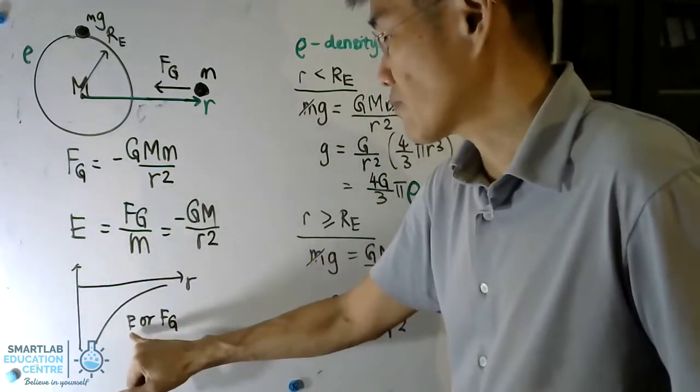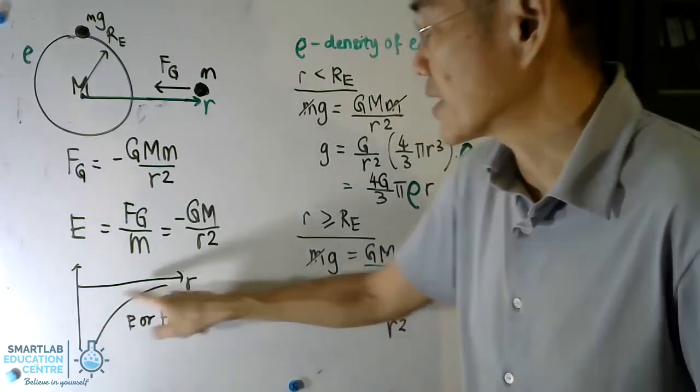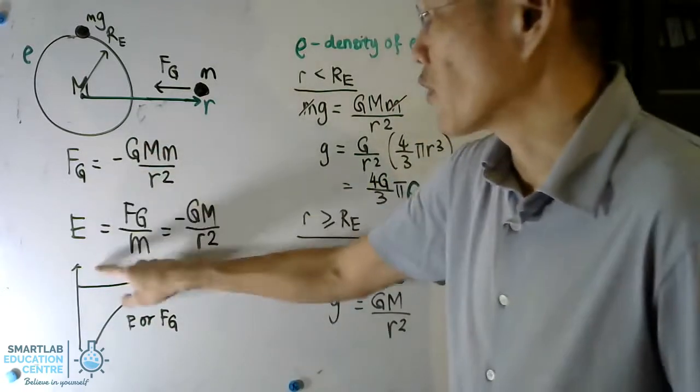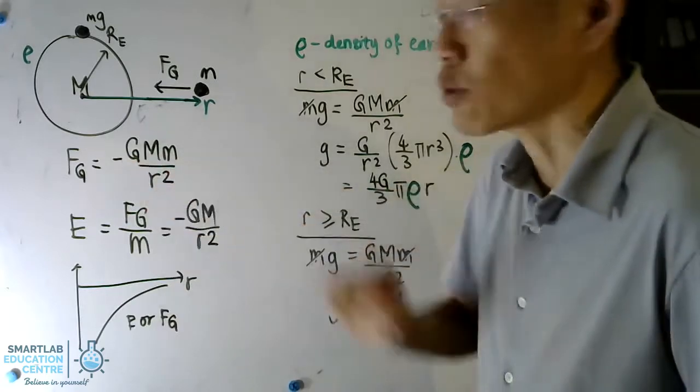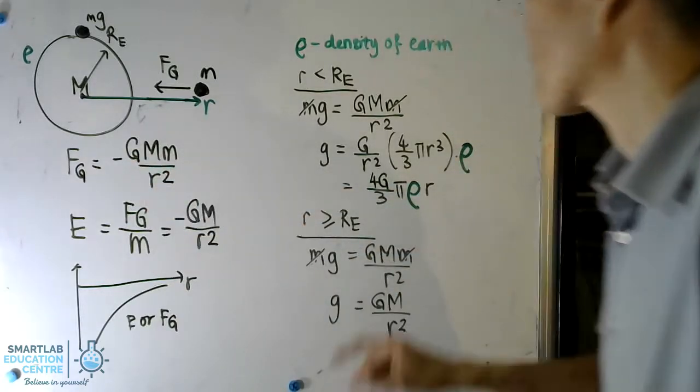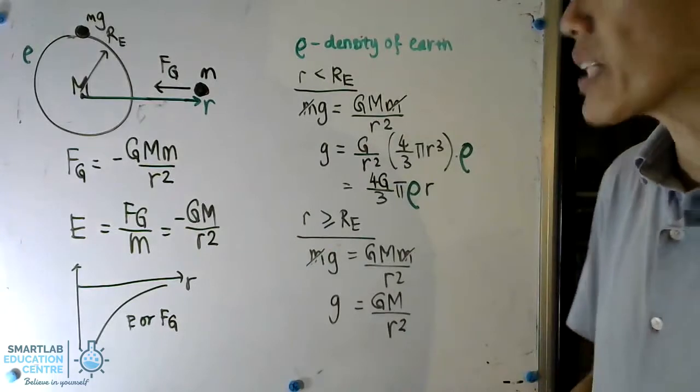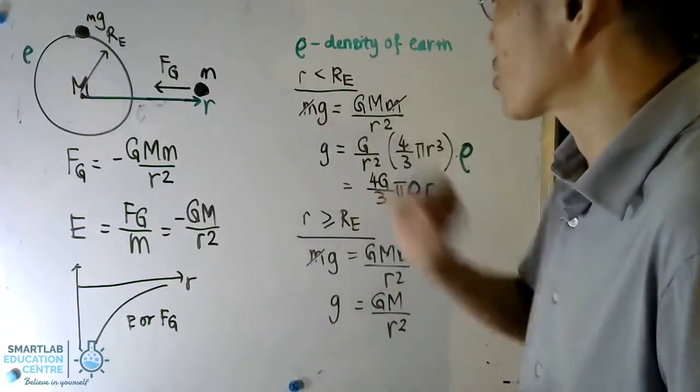So if you were to sketch a graph of E or Fg versus R, this is the graph that you have, because both of them are proportional to negative 1 over R squared. We'll now take a look at how this relates to the acceleration due to gravity, which is your g.